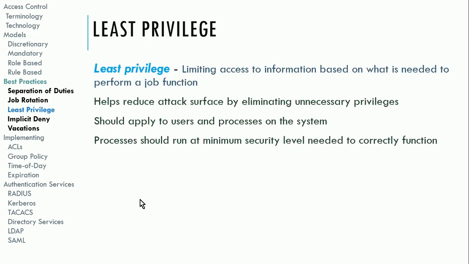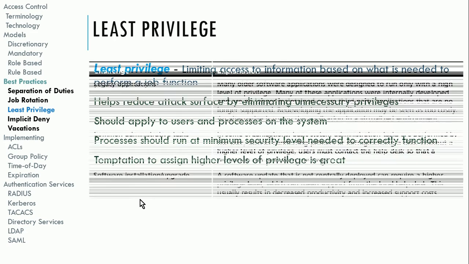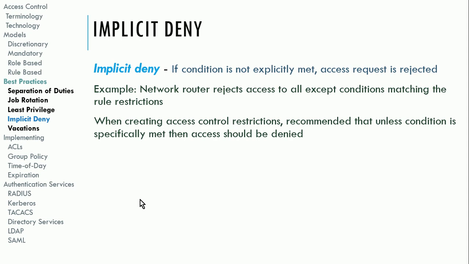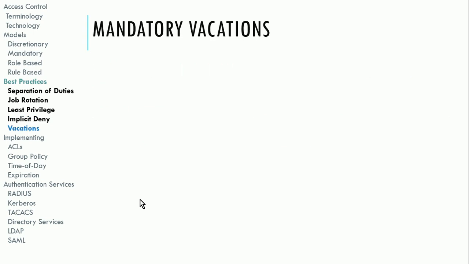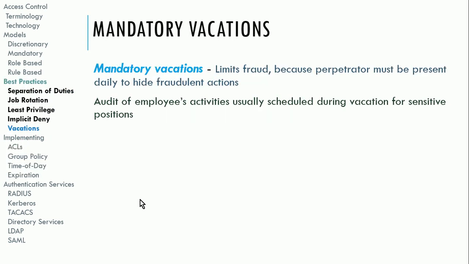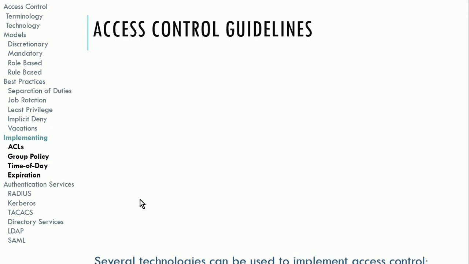Least privilege, so we want to make sure that we think about what's the least amount of privilege that's required for somebody to get their job done. We might use implicit deny, which makes it so that if a condition is not explicitly met, then an access request is just outright rejected until somebody requests access to some thing or some object that they need. And then there's mandatory vacations, which is where you just require employees to take vacations for a period of time, which gives you an opportunity to audit some of their activities because they won't be able to control it while they're out on vacation. So some access control guidelines.